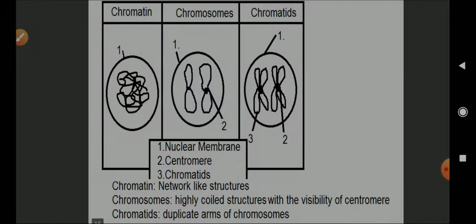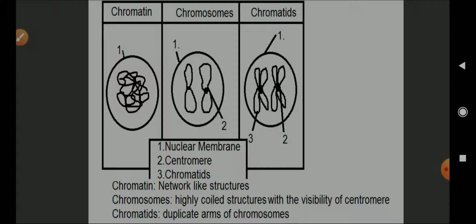And here this is the most important concept of chromatin, chromosome and chromatids. If you see the structure of chromatin, chromosomes and chromatids: chromatin, network like structure. Chromosomes, highly coiled structure with the visibility of centromere. So here this is the nuclear membrane. 1 is a nuclear membrane, 2 is the dot holding the arms of chromosomes known as centromere, and duplicate arms of chromosomes is known as chromatids. So here the definition is there, and I have shown the diagram related to chromatin, chromosomes and chromatids. So please don't get yourself confused.